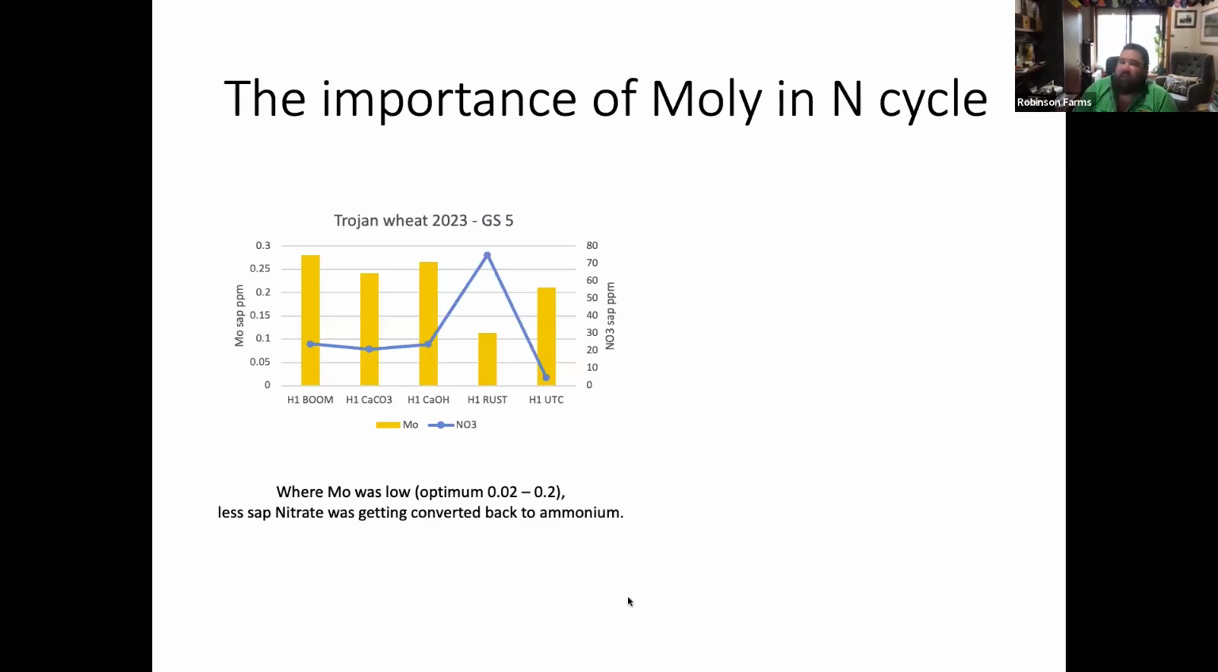So, the importance of moly in the end cycle. Basically what we found was, for us on our farm, one of our big things was around getting that nitrate converted into aminos, and molybdenum is such a key. So where we had the rust, you can see there we had low molybdenum, but high N. So that was a real eye opener for us on why we were getting stripe rust.